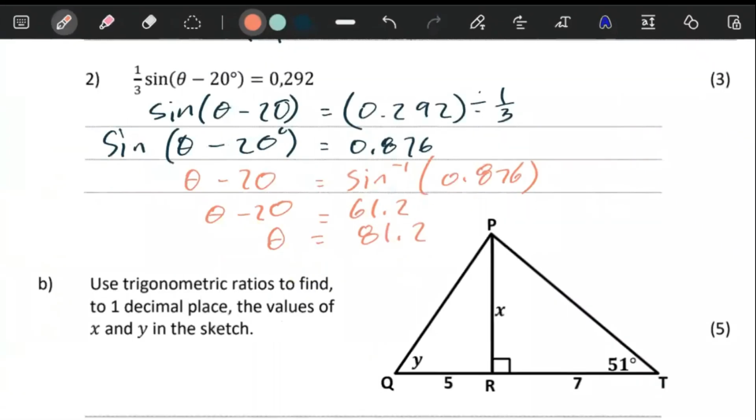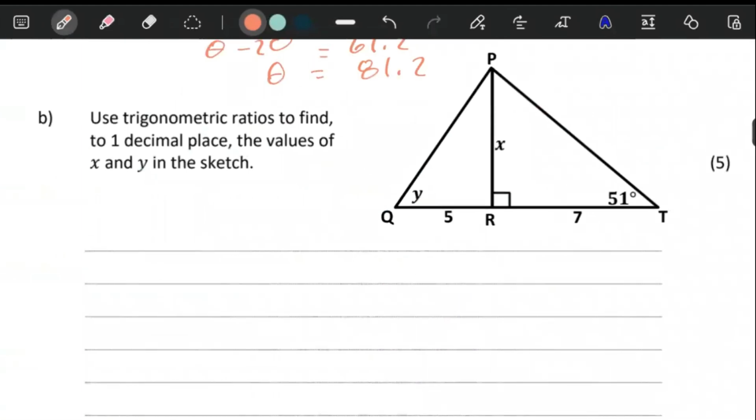B says the following. Use the trigonometric ratios to find to 1 decimal place the values of x and y. So it's a 5-mark question, and it doesn't seem like it's a difficult question, fortunately. Looking at where x and y is, you want to look at the triangle that has more information. The one on the right side here has more information, so I can get x first, because you have an angle here, and you have an opposite, which is x, and the adjacent, which is 7.